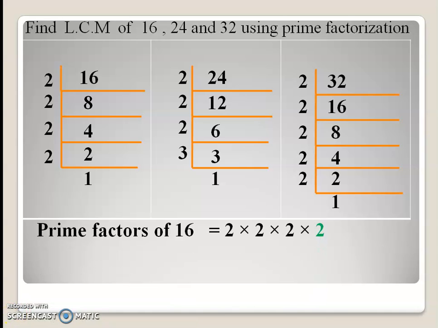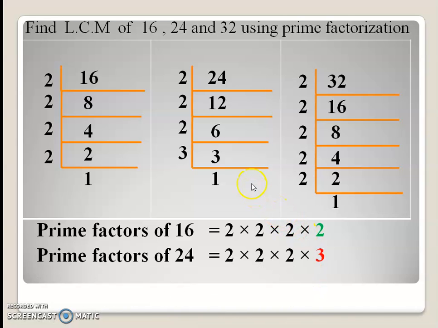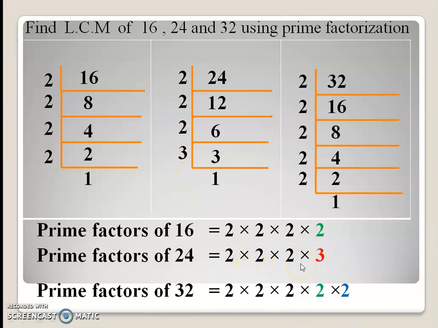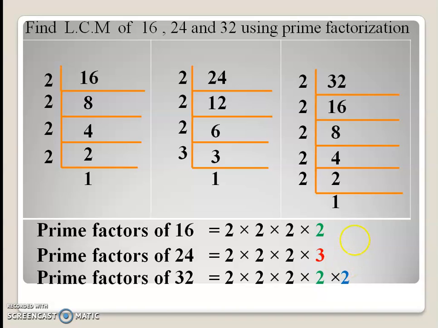Prime factors of 16 is equals to how many 2s are there? 1, 2, 3, 4. So we have listed all the 4 2s. Then for 24, we have got 3 2s and 1 3. 2 times 2 times 2 times 3. Similarly, prime factors of 32, we have got how many 2s? 1, 2, 3, 4, 5. We have listed all the 2s.